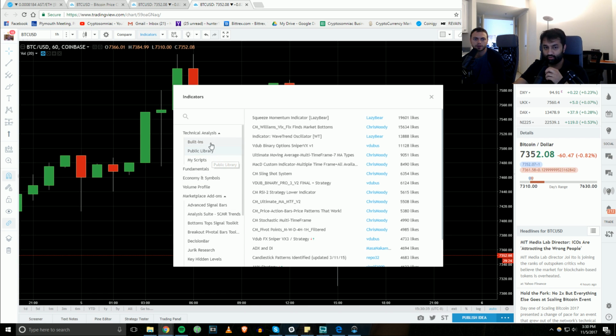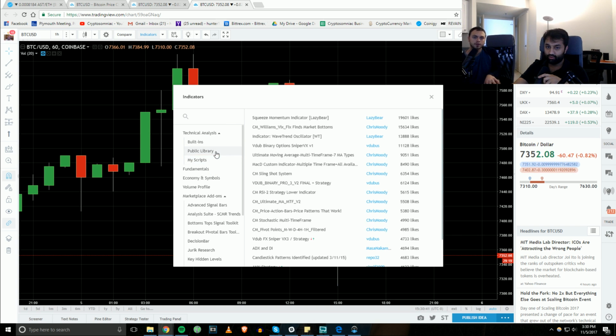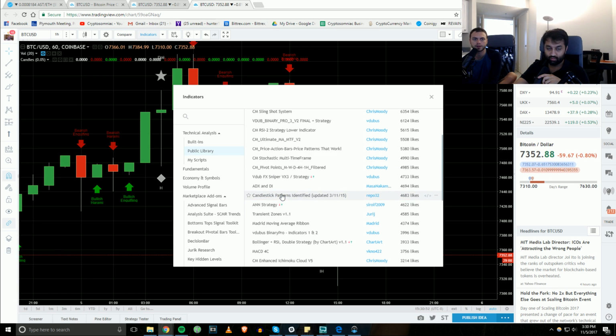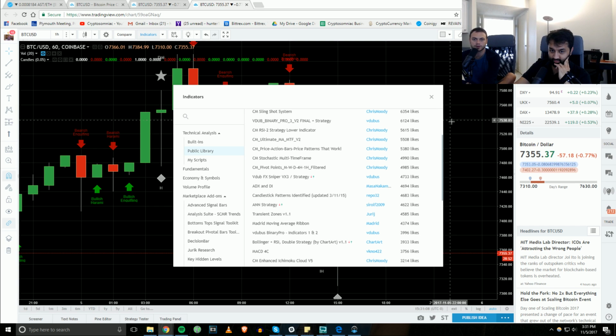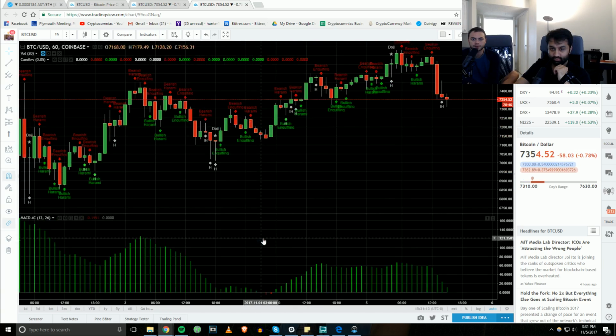That's exactly what I was going to go through. Built-ins are what's generally used, but the public library is something massively popular. Built-ins are ones that are commonly used and that TradingView has listed for you. The public library has indicators created by the public that are upvoted. You can see the number of likes on the far right. Obviously something with more likes is typically more used by the community. You can experiment with them, but we'll go over the most common ones that we use.